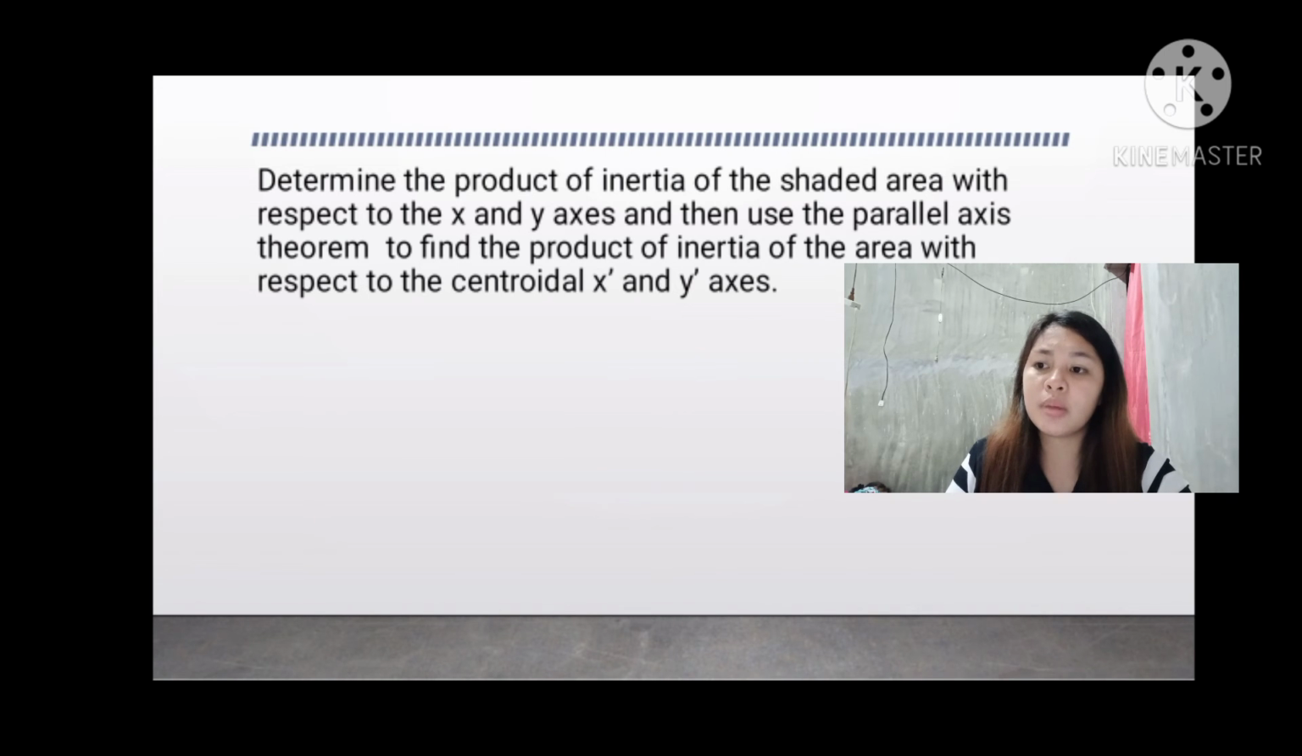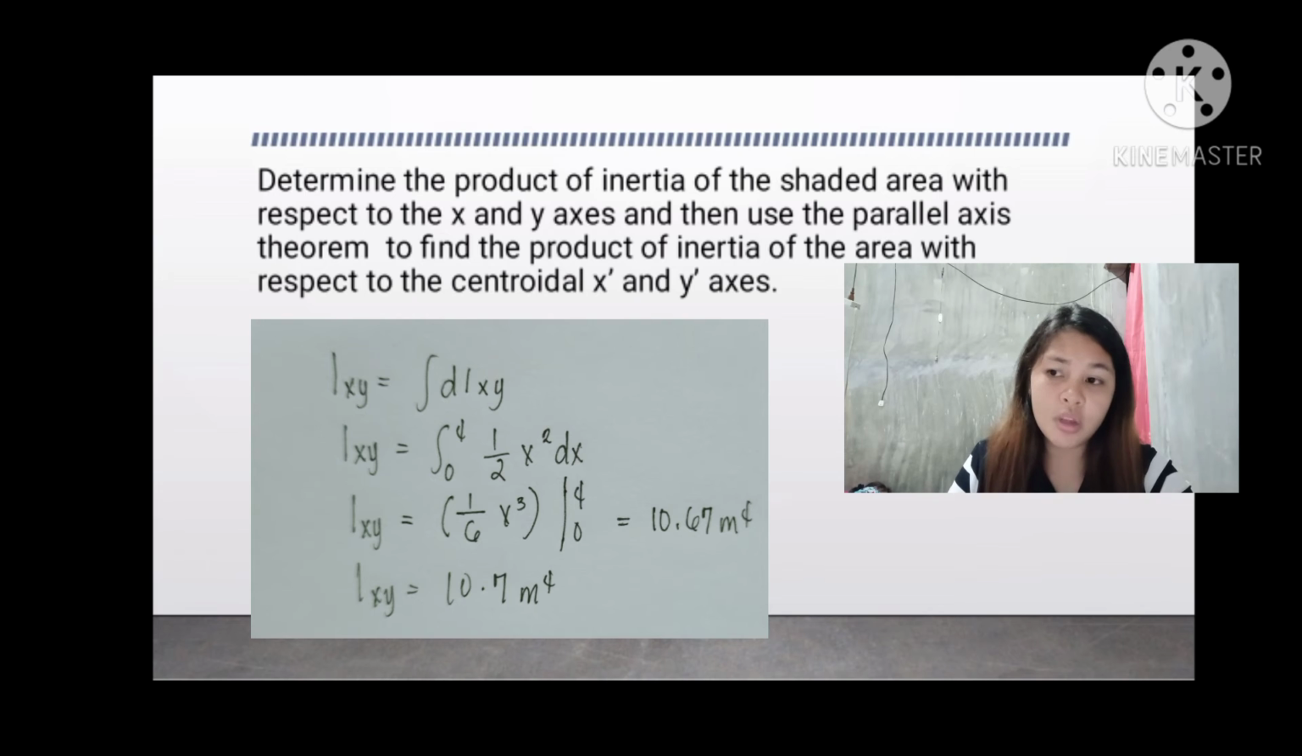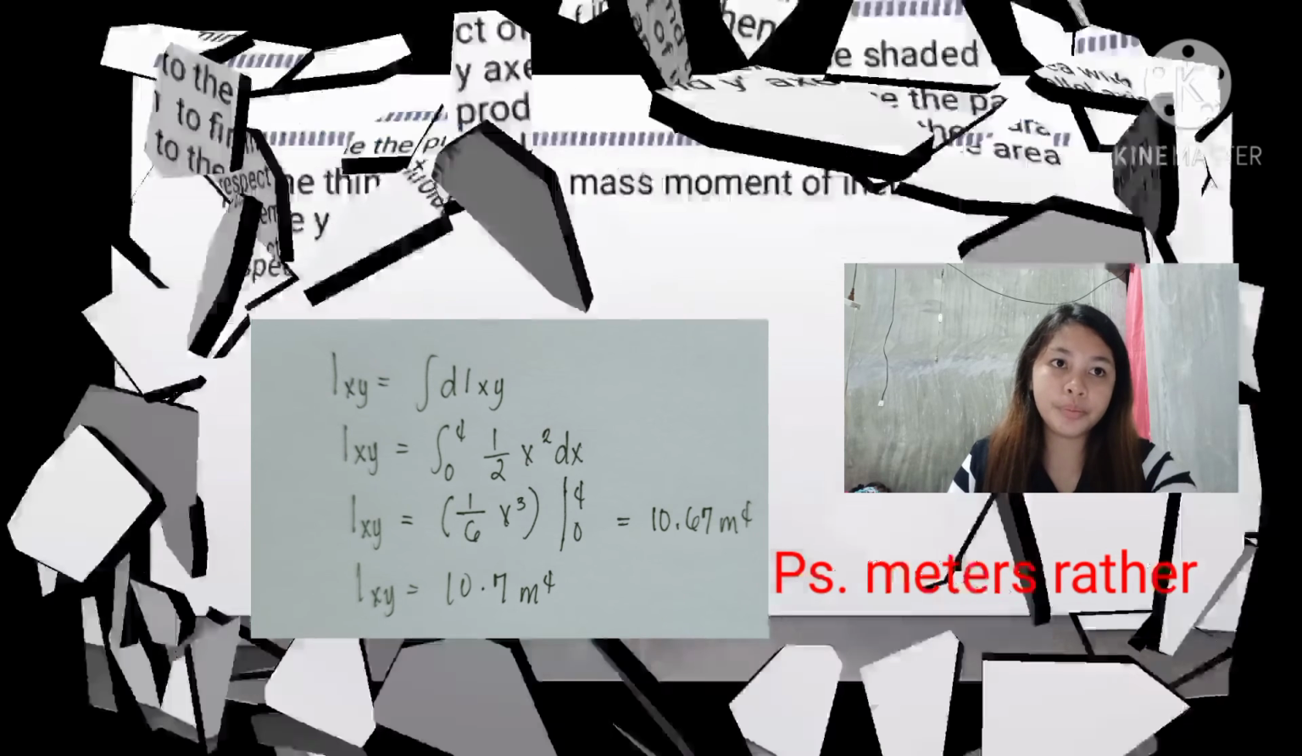The product of inertia, we can perform this through Ixy equal to the integral of dIxy, with an upper limit of 4 meters and a lower limit of 0, integrating 1/2 x squared dx, which results in 1/6 x cubed, which gives us 10.67, or 10.7 raised to the fourth power.